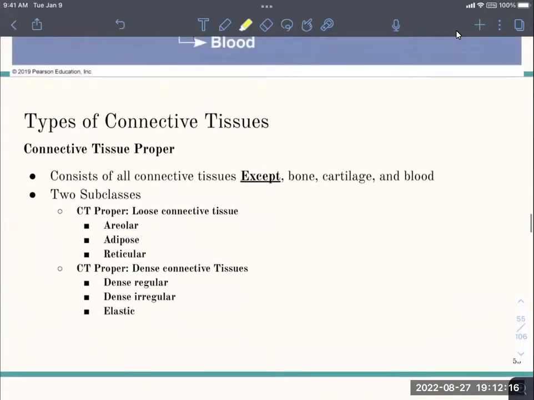So let's look at the different kinds of connective tissues. Connective tissue proper consists of all the connective tissues except for bone, cartilage, and blood. So we have loose connective tissue and dense connective tissue. As we just went over, we have areolar, adipose, reticular, and then dense connective tissue, we have dense regular, dense irregular, and elastic.